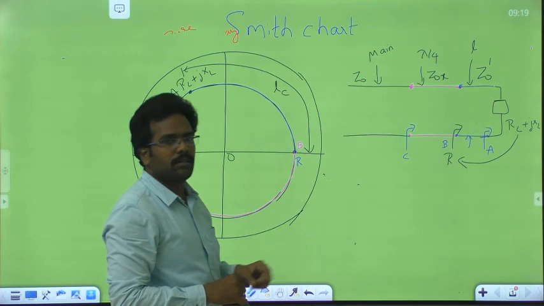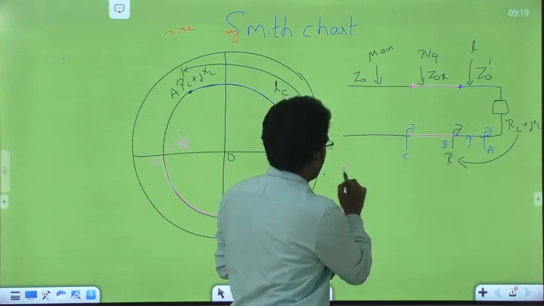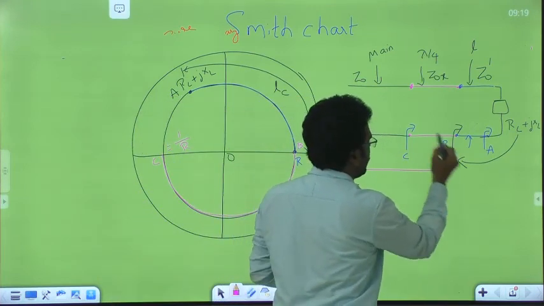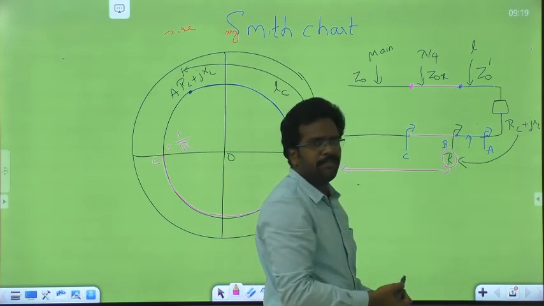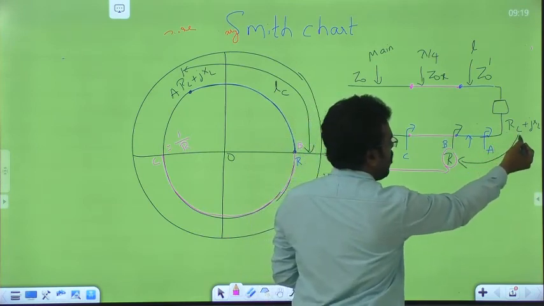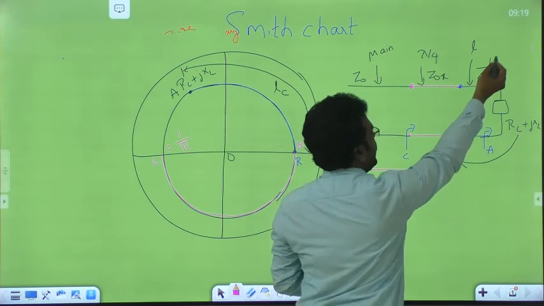So this is all we know, how to match a real load with Z0. The one more point here is first converting a complex load to a real load with the help of a third transmission line.